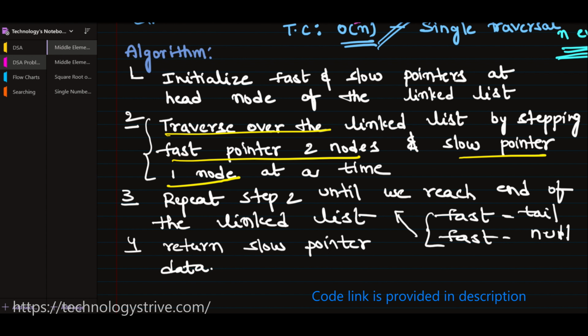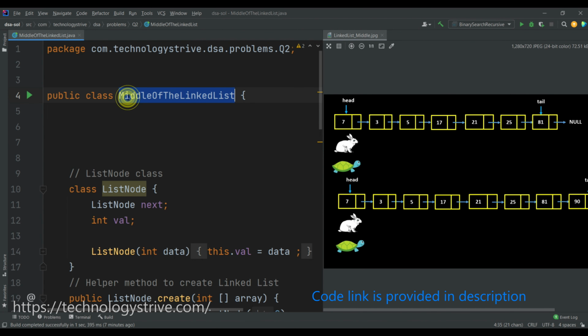Let's write the Java code for this. Here I have already created a class with the name middle of the linked list. Before finding the middle element of the linked list, first we need to give the linked list by using its head node, right? So for example, this is the linked list. We need to provide the head node of the linked list, which is used to represent this particular linked list. So for this, first we have to create the linked list, right?